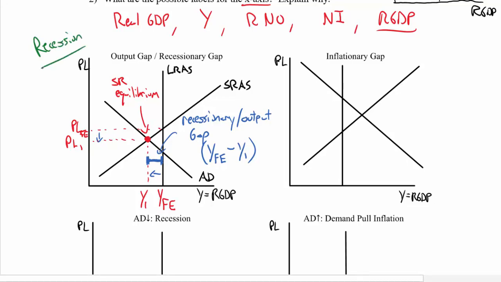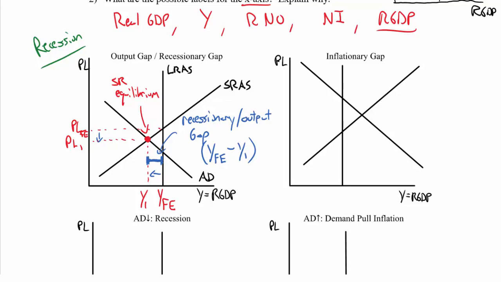So if I were to say draw a recession, you would draw something just like this, where prices are going to be a little lower and our output's going to be a little lower. On the other side of this is going to be an inflationary gap, and that's going to be when prices are a little higher and our output is more than our full employment output.